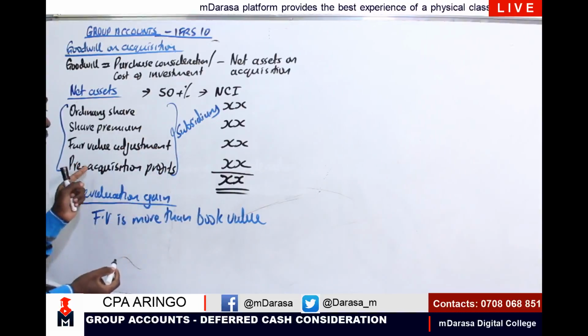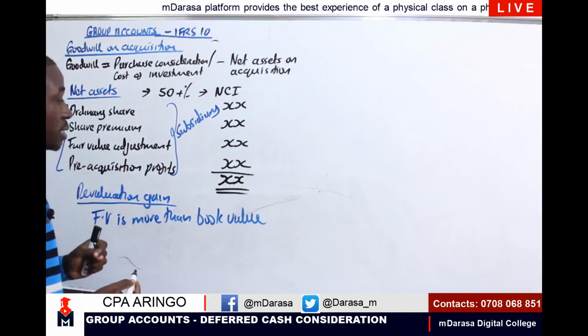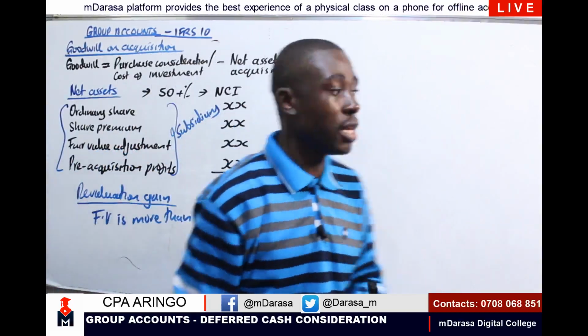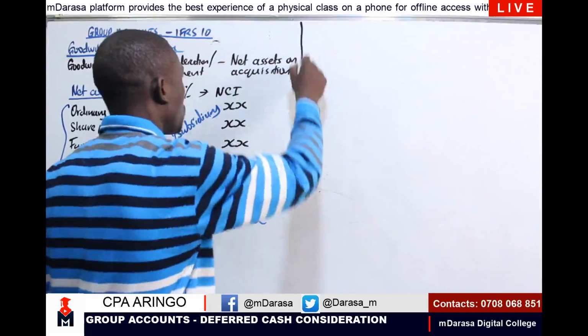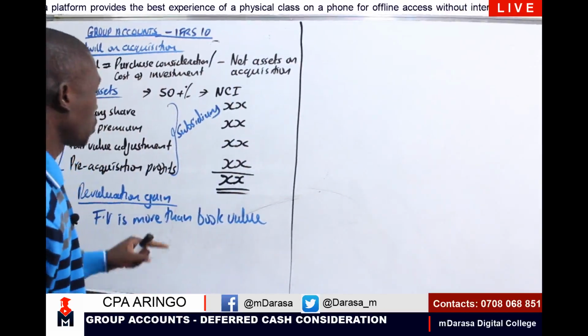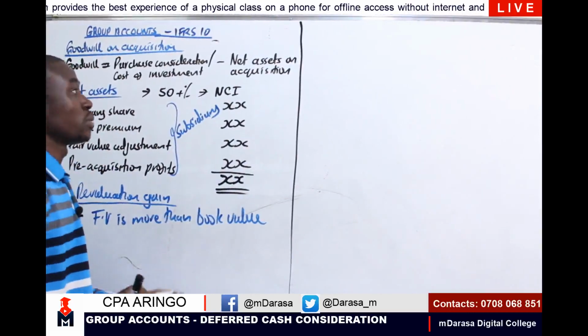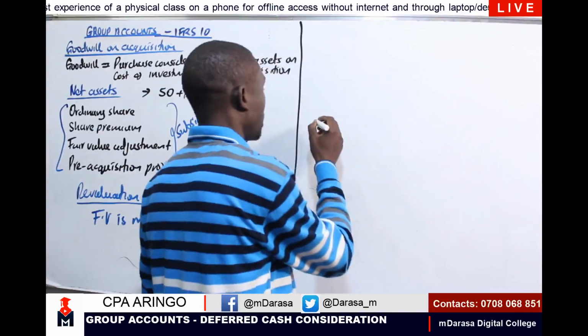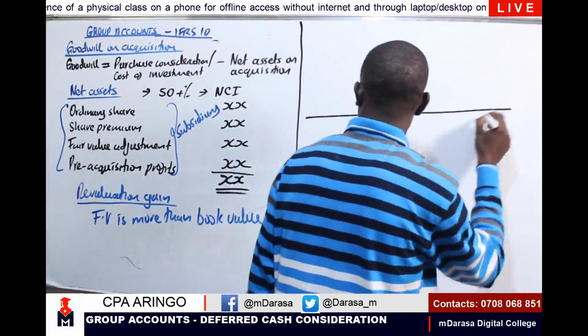Then the other key element here is pre-acquisition profits. This is an area that I also want us to be very key on in the event that we are looking at consolidation. These are areas that we must always be very key on. I want us to understand this case, my good students.